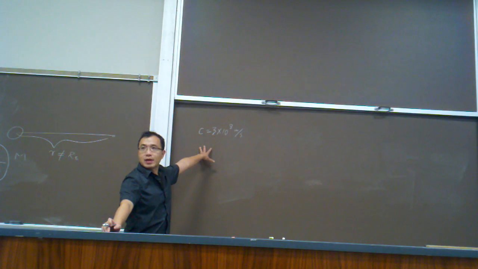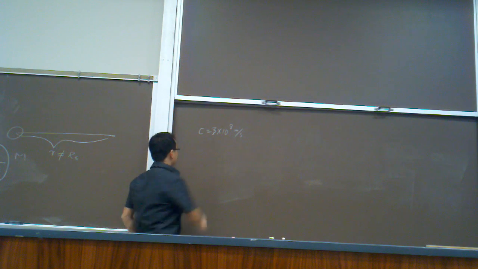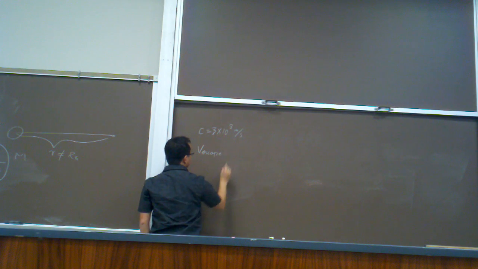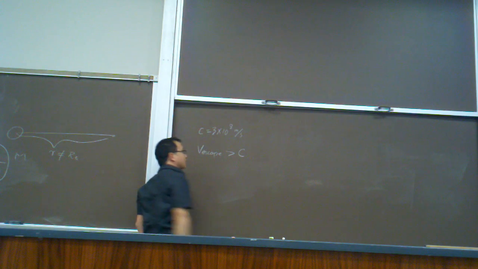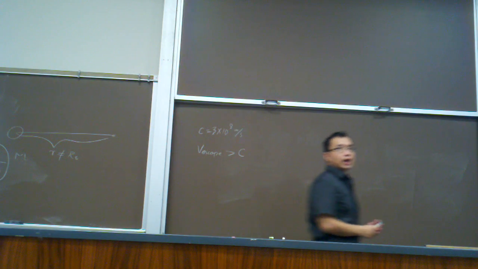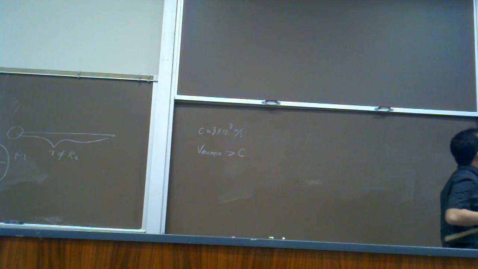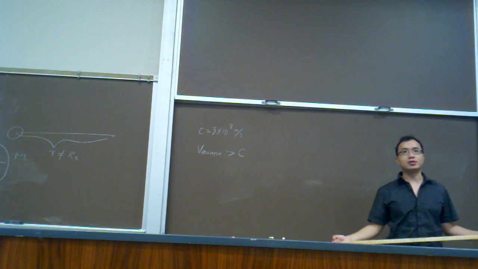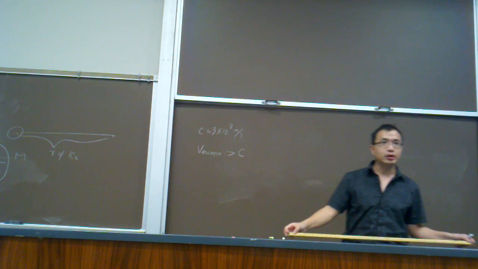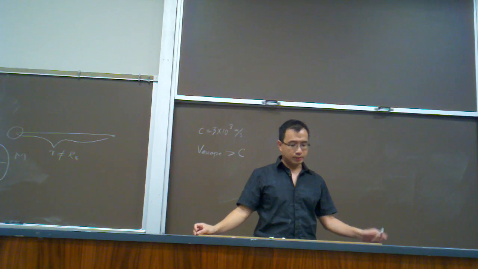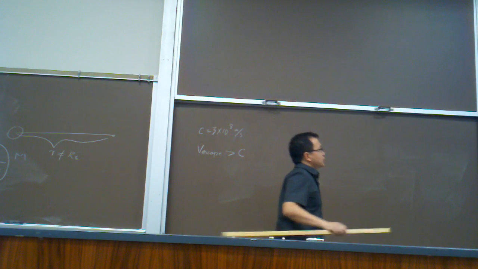But it's possible for some star, the escape velocity is even larger than that. If V escape is larger than the speed of light, then even the light cannot escape from the star. So the star becomes dark or blank. That means you cannot see the light emitted from the star. And that's called a black hole. So that's the original idea about why in the universe we expect there is a black hole.